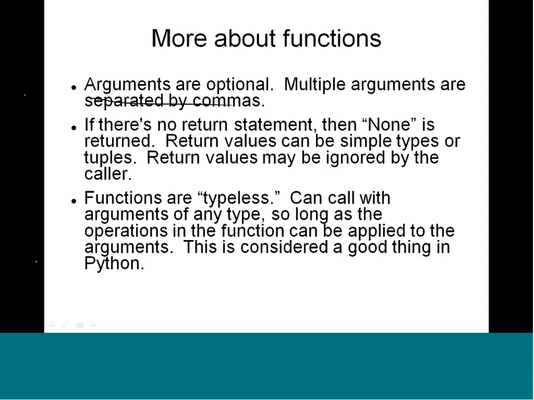Arguments to a function are optional. If you have multiple arguments, you separate them with commas. If there is no return statement, then None is returned. The return values can be simple types or tuples, or basically a two-element array, just like A comma B. And when a function returns values, they may be ignored by the caller itself.